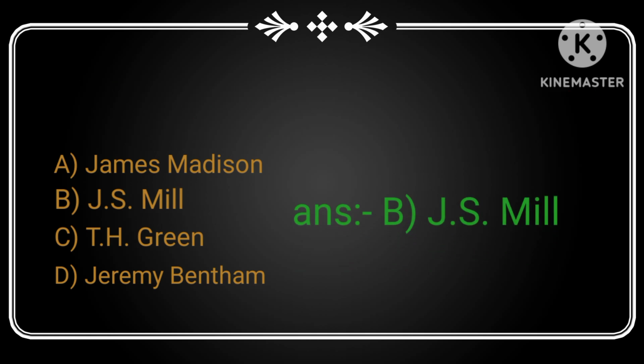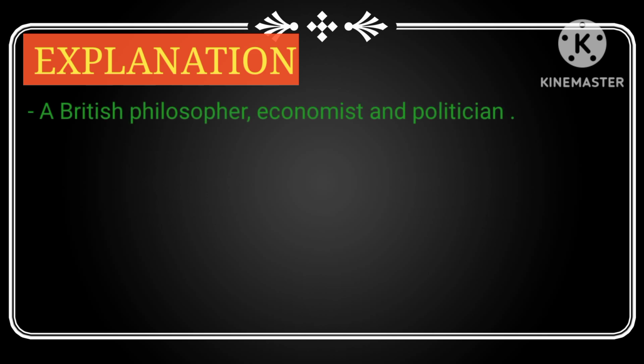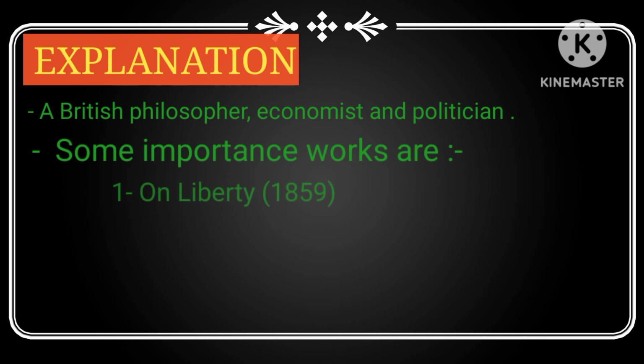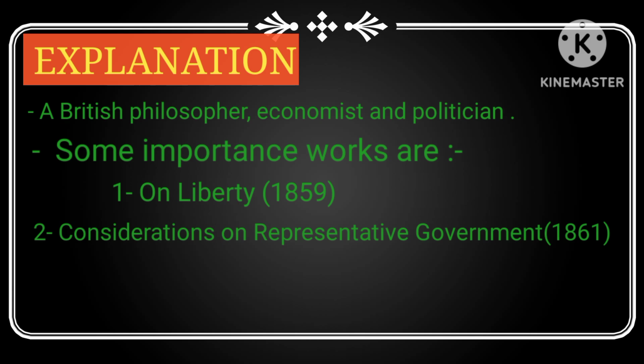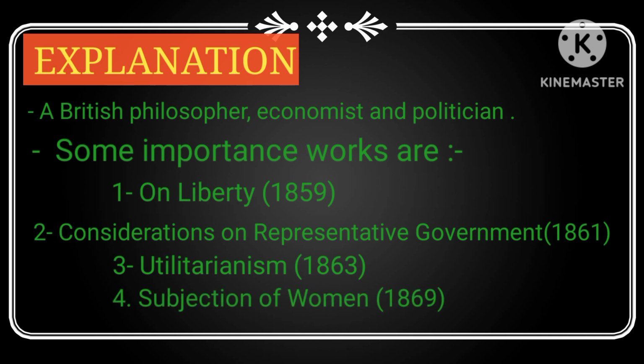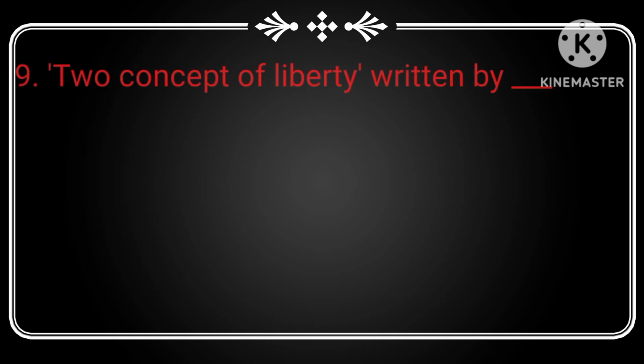Okay. So as you all know, John Stuart Mill is a British philosopher, economist and politician, and he has some important books. These are On Liberty, published in 1859, then Considerations on Representative Government, published in 1861, then Utilitarianism, published in 1863. Then the last important book is The Subjection of Women, published in 1869. Okay. So next question, number 9.